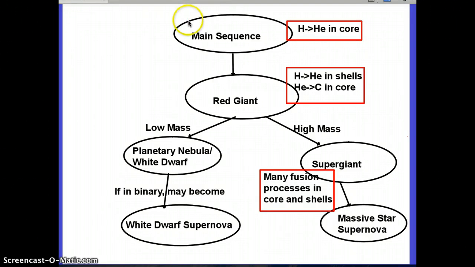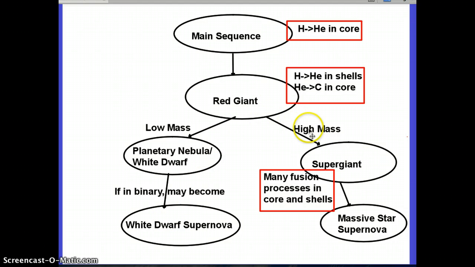All stars start off on the main sequence, fusing hydrogen to helium in their cores. They all become red giants, fusing hydrogen to helium in shells, helium into carbon in the core. If they're low mass, they lose their outer layers, become a planetary nebula and a white dwarf. And if the white dwarf is in a binary, it may eventually become a white dwarf supernova.